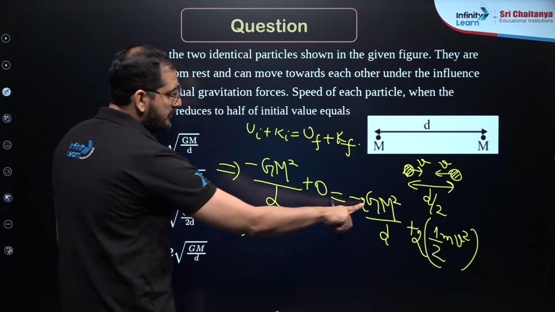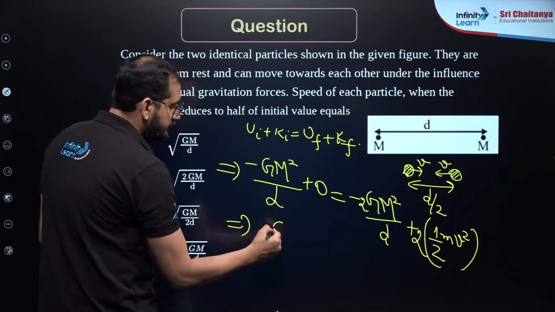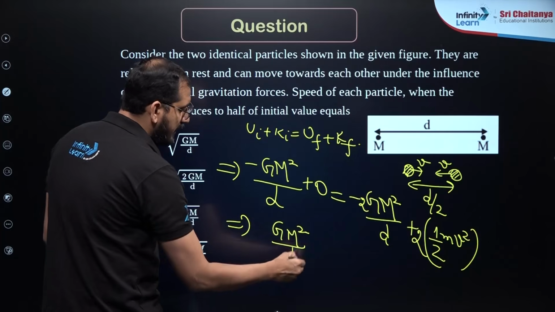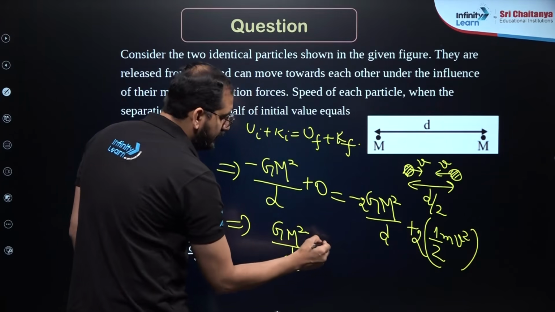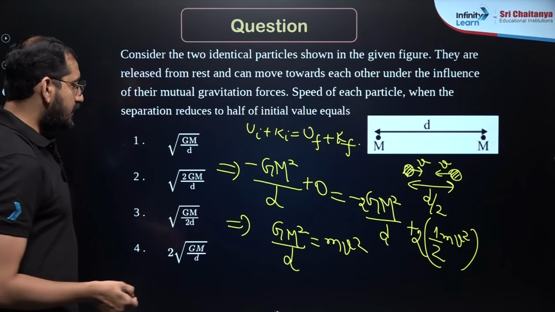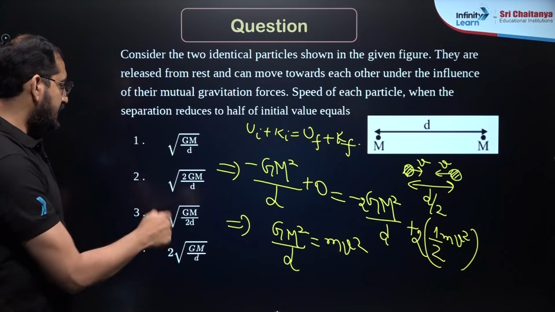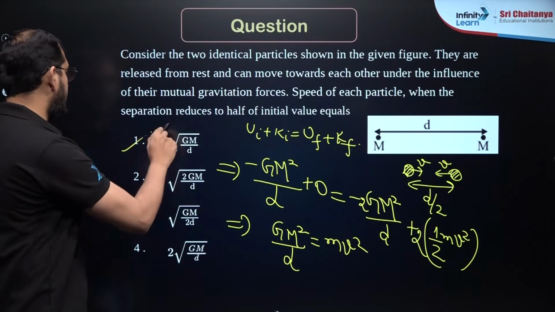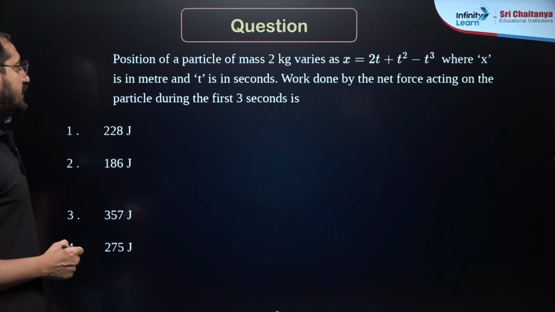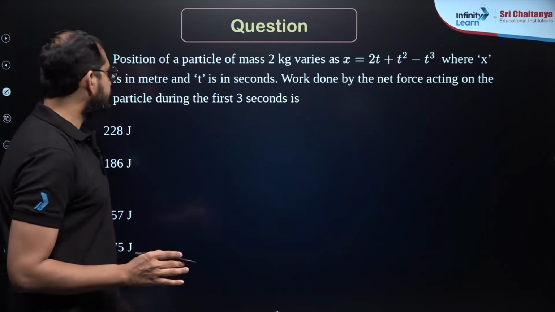Now let's see. This term will come on this side, and after solving, it will be G m square by d. On that side, the 2 will cancel. It's just m v square. m will also get cancelled out, and v will come out to be root G m by d. That is our first option. Okay. Let's go ahead to our next question.